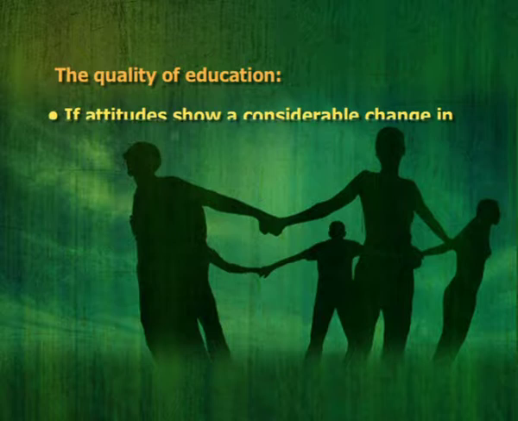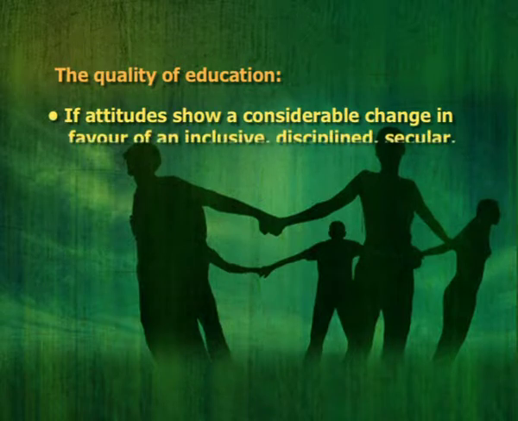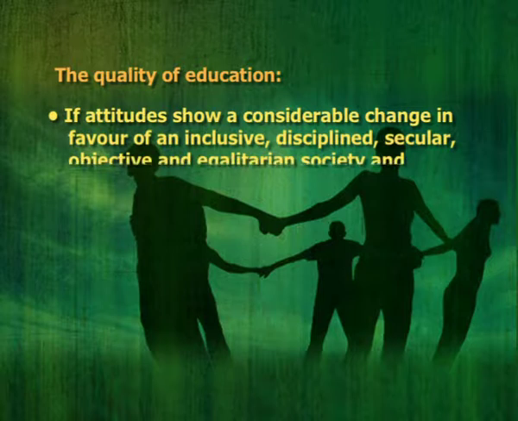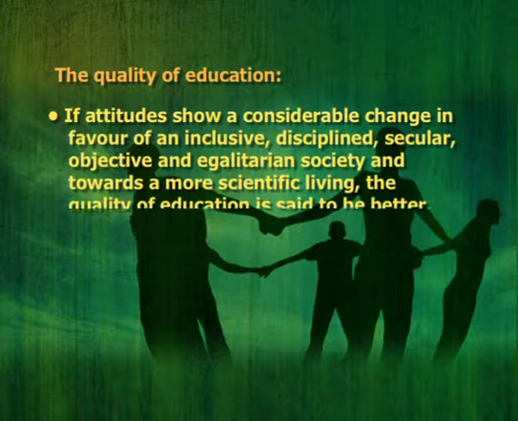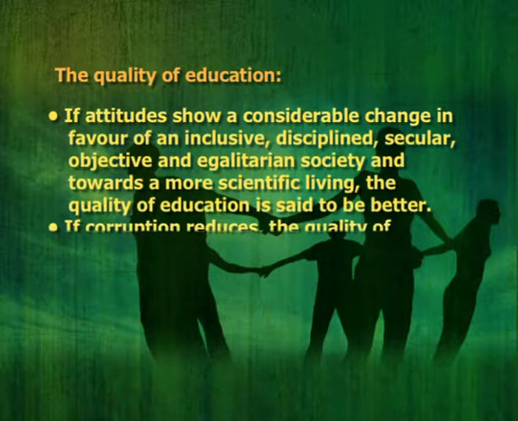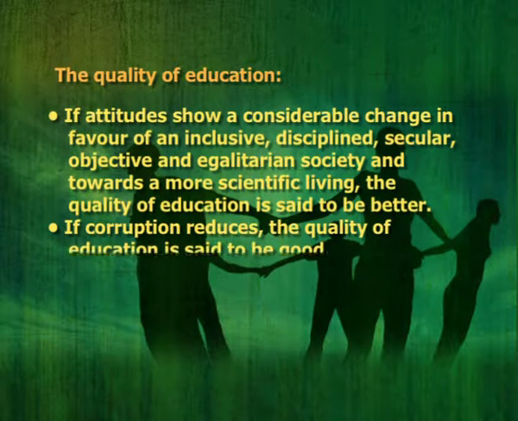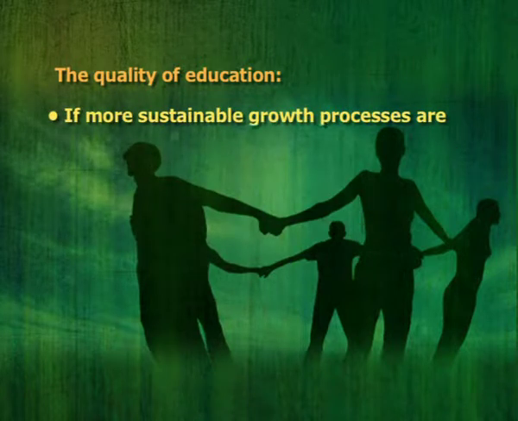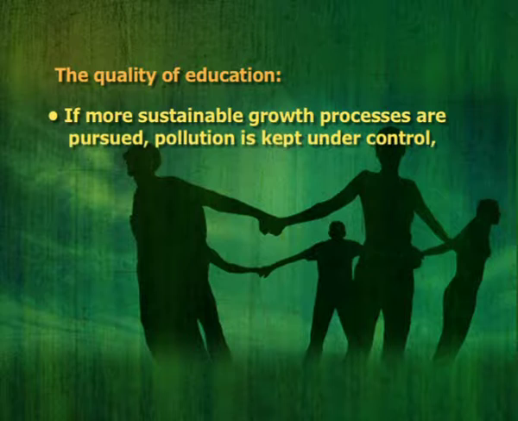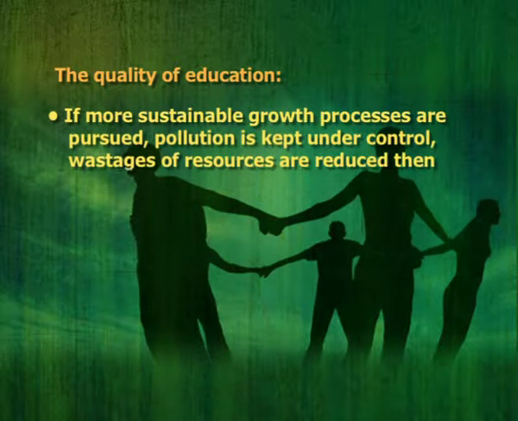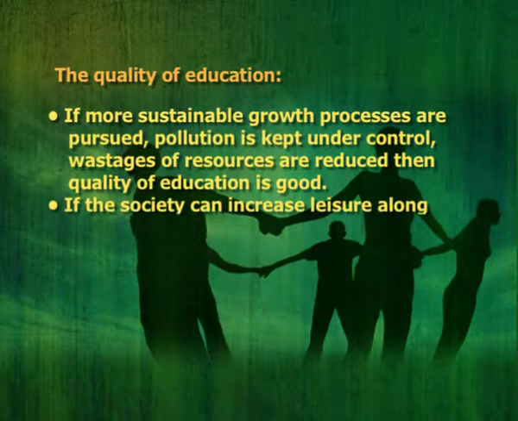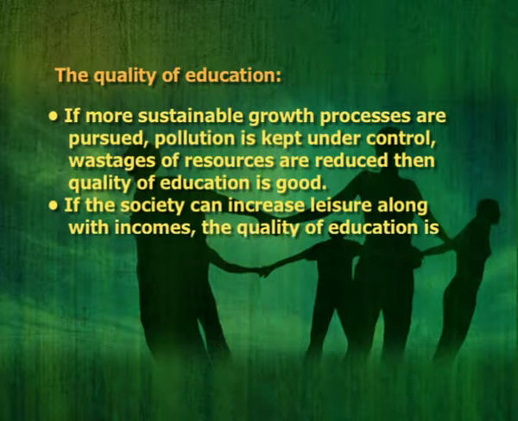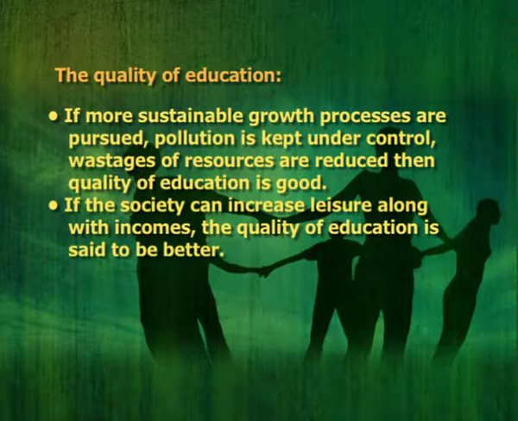If the attitudes show a considerable change in favor of an inclusive, disciplined, secular, objective, egalitarian society and towards a more scientific living, the quality of education is said to be better. If corruption reduces, the quality of education is said to be good. If more sustainable growth processes are pursued, pollution is kept under control, wastages of resource are reduced, then quality of education is good. If the society can increase leisure along with incomes, the quality of education is said to be better.